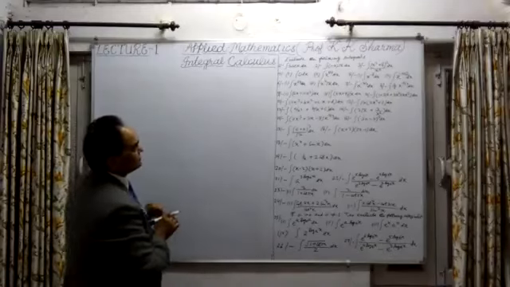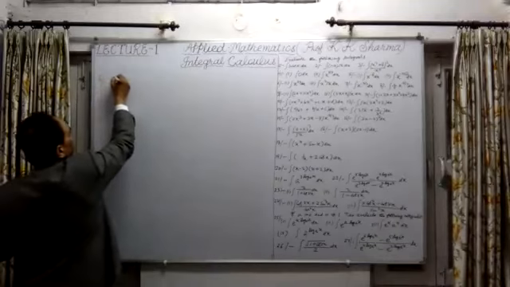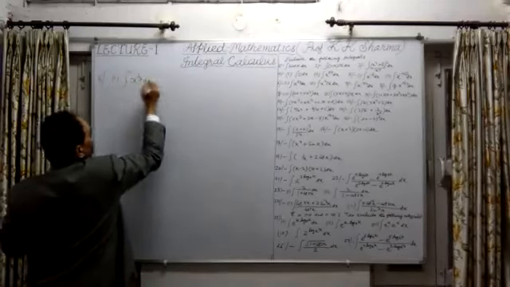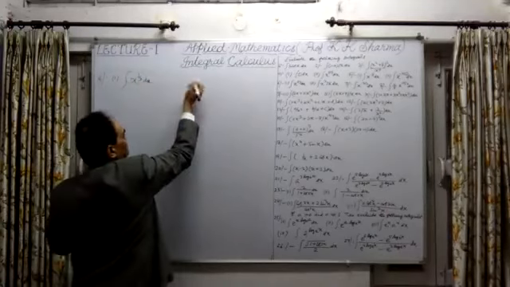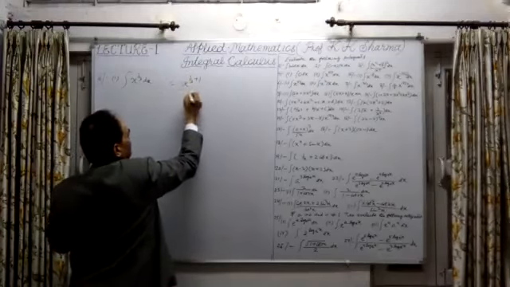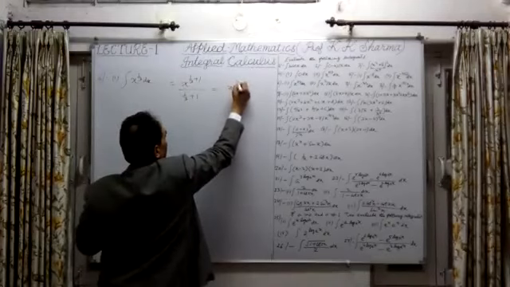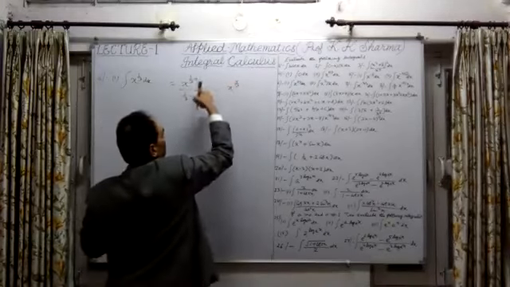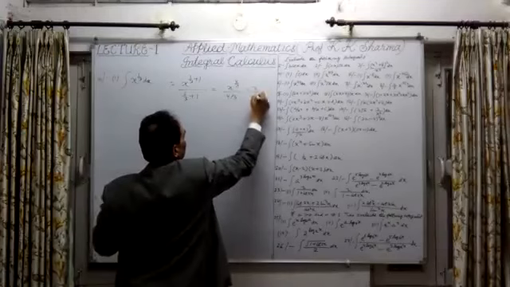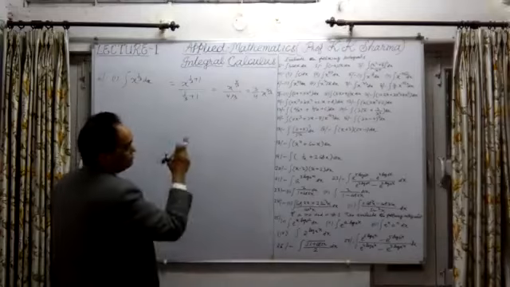So let me take the 6th question here. The 6th question also has two parts. Now, question number 6, first part is the integration of x^(1/3) dx. Again, using the polynomial formula, this is equal to x^(1/3 + 1) upon (1/3 + 1), that means x^(4/3) divided by 4/3. That means 3 upon 4, x^(4/3). Positive. This is the answer here.